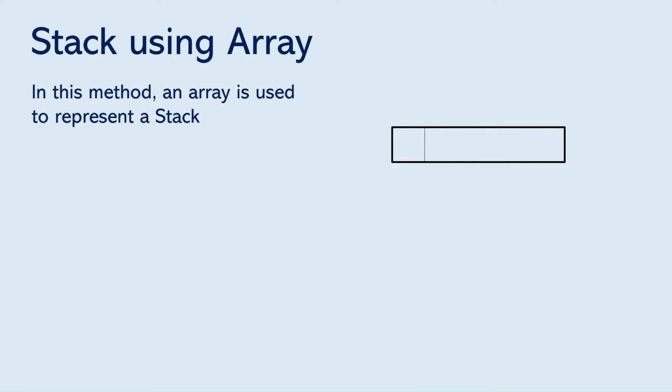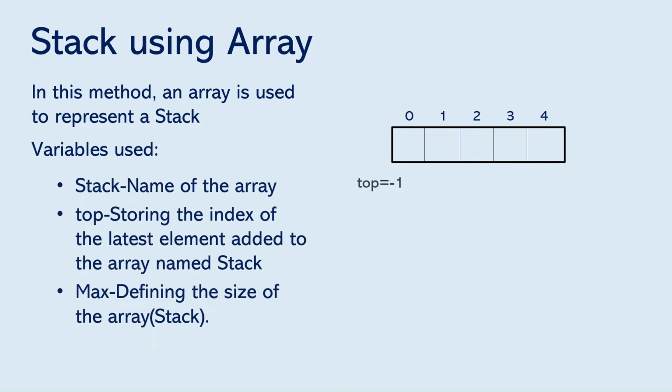Now let's see how to implement these on an array. In this method, an array is used to represent a stack. The variables used here are stack, which is the name of the array, top, storing the index of the latest element added to the array named stack, and max, defining the size of the array named stack. So top is a variable which stores the index of the actual element when it is pushed into the stack. As of now, top is -1 as we don't have any elements in the stack.